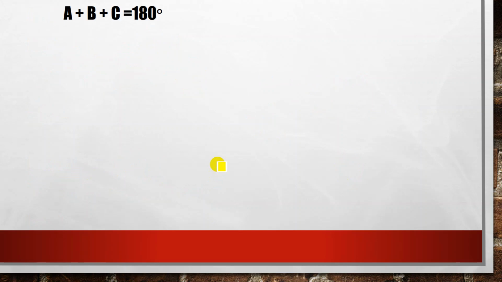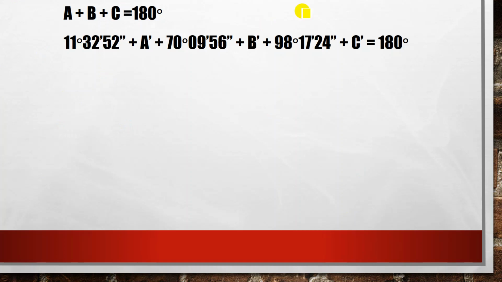So, punta naman po tayo kay interior angle. So, that's the sum of interior angles is 180 degrees. So, ang gagawin po natin, isa-substitute natin yung value plus error. Okay, substitute po natin. For A, 11, 32, 52 plus A prime. For B, 70, 09, 56 plus B prime. Lagi po natin isasama yung error. Next, 98, 17, 24 plus C prime. Error.